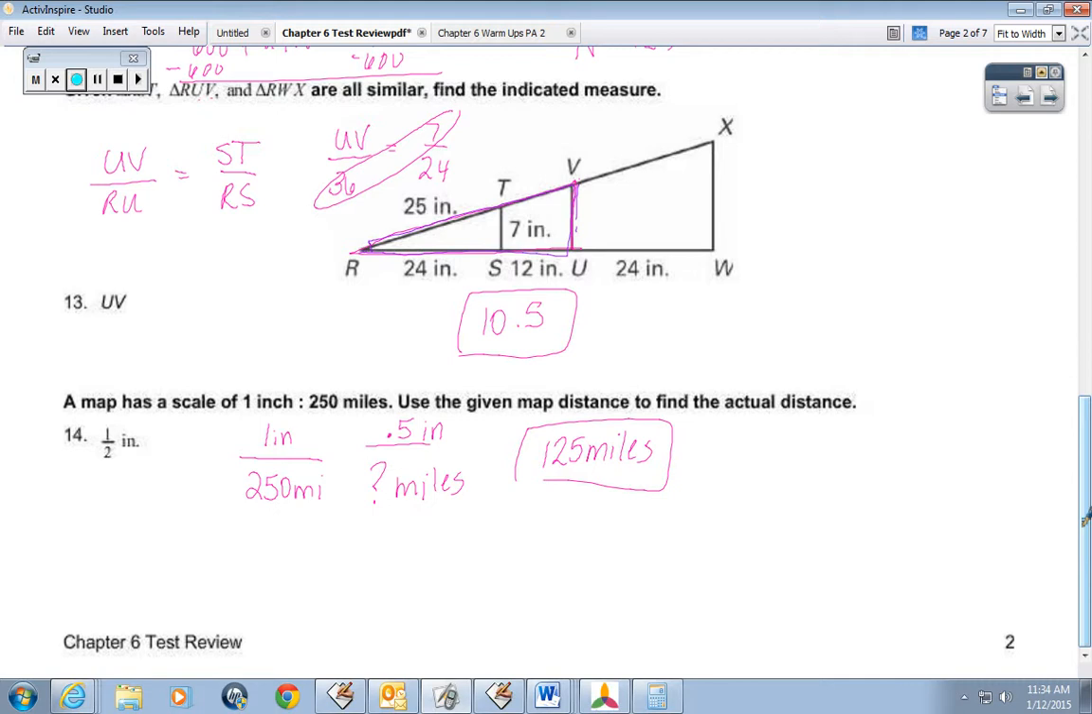Miles on a map, how many miles is a half an inch? Now you could use mental math to find this out too, but how much is a half an inch? A half inch on a map with this scale would represent 125 miles. And again, the math behind it is 250 times 0.5, half of 250, and then you're just dividing by 1 here, so you don't have to really do that. Okay?